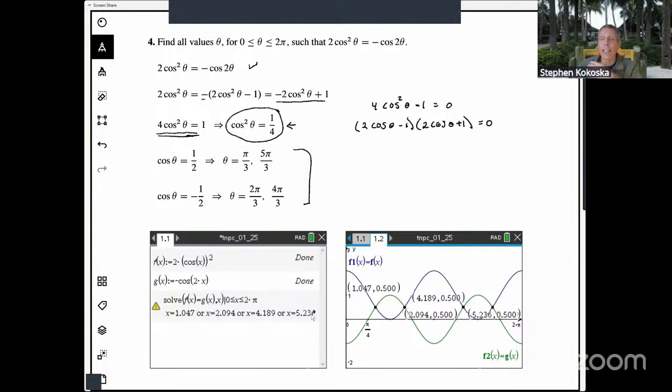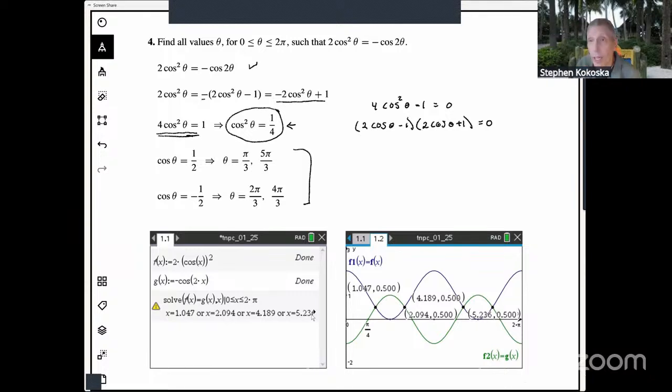And yes, I think in this class that students must be very familiar with common angles in the unit circle. Cosine of theta equal to -1/2, where does that happen? Well, theta is equal to 2 pi over 3 and 4 pi over 3. Terrific.